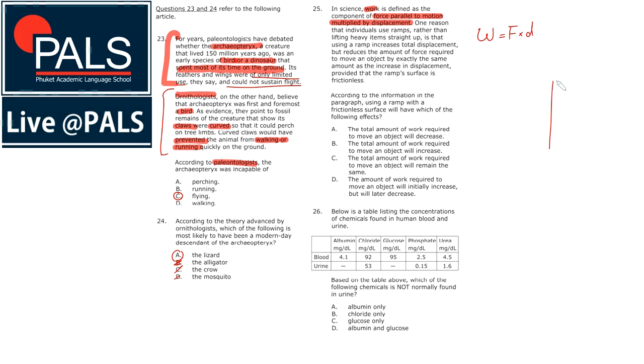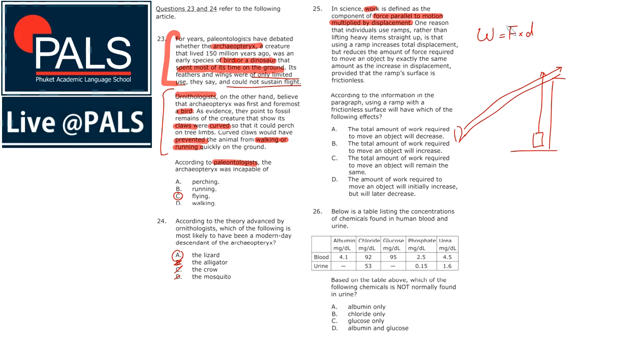So we lift something up from here to here, a box or something, to get it up here. It's easier if you would use a ramp and you slide the box up because that increases the distance, the displacement, and the amount of work done. So let's see what the question is. According to the paragraph, using a ramp with a frictionless surface will have which of the following effects?